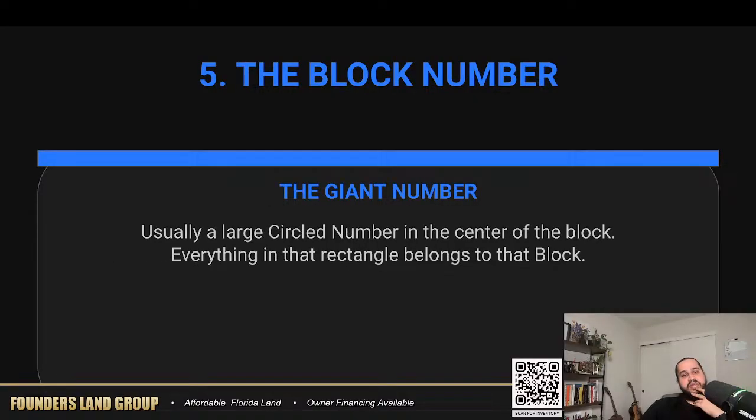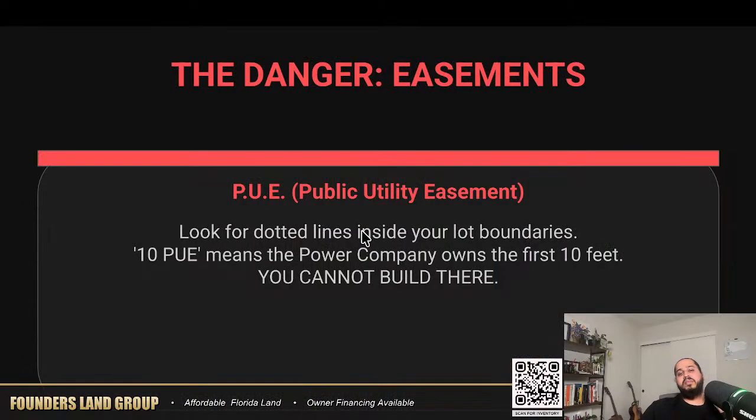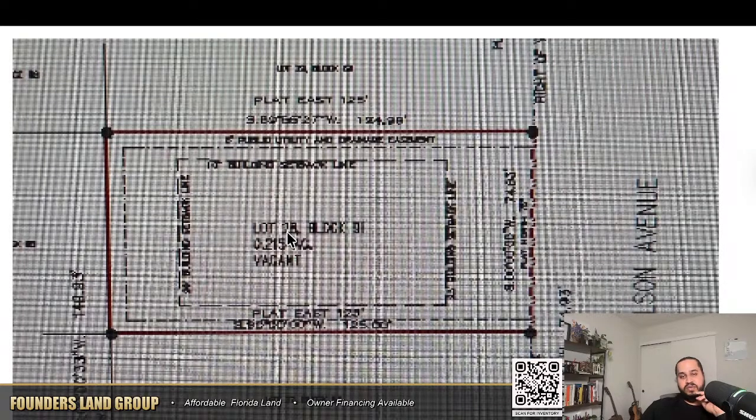The block number: usually it's a very large circle number in the center of the block. Everything in that rectangle belongs to that block. As you guys can see in this as well, this is one of the properties, and what I'm trying to explain to you is you see this block number, the lot 523 and the block number. This area is vacant. This technically is telling you this is your plot, and everything inside of this is what you own. And that's where you guys need to be more educated so you're able to understand your plat map.